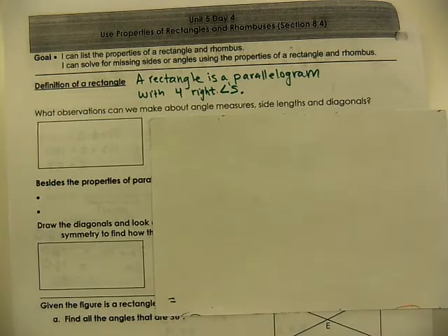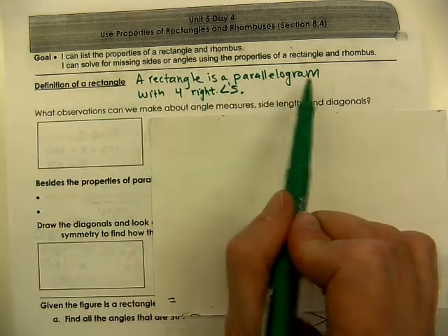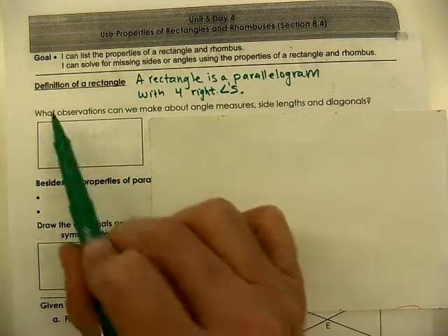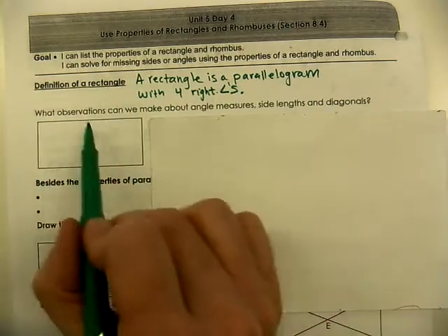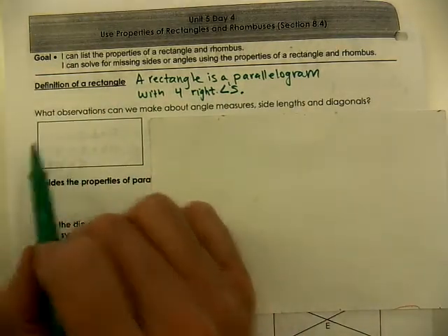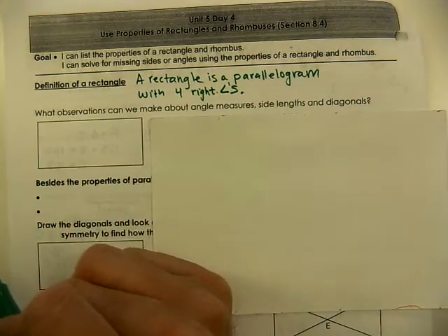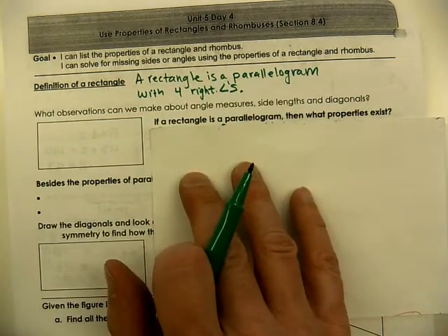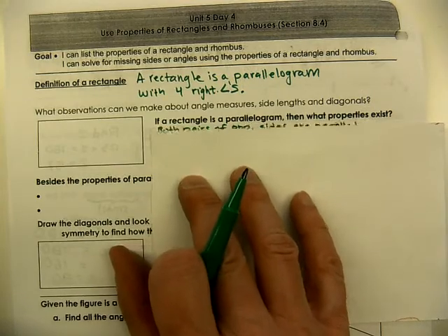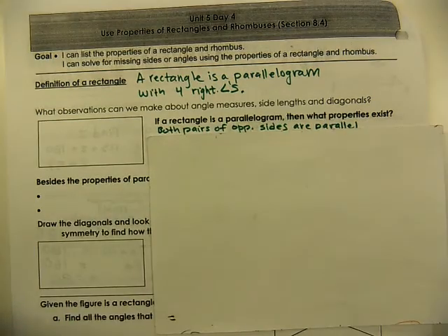So here's our definition. A rectangle is a parallelogram with four right angles. Right? You can look at the shape here and say, yeah, it is a parallelogram. The top side is parallel with the bottom, the left is parallel with the right, and so on. So we're going to review what those properties of a parallelogram are, because we saw this in the previous section of notes, day 3. If a rectangle is a parallelogram, then it should have these properties as well.